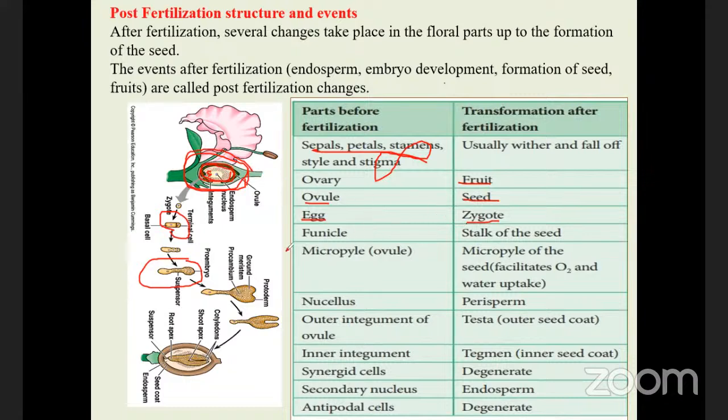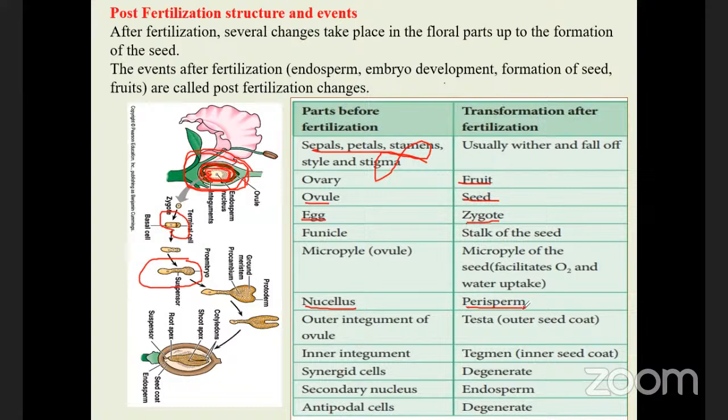Funicle will become the stalk of the fruit, and the micropyle will remain as the micropyle of the seed for the facilitation of oxygen and water uptake. And the nucellus will be utilized for the maturation of the seed. If the remaining nucellus is there in the middle, the remaining nucellus is called perisperm.